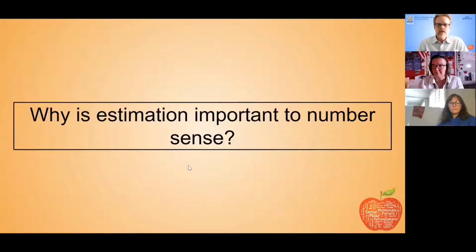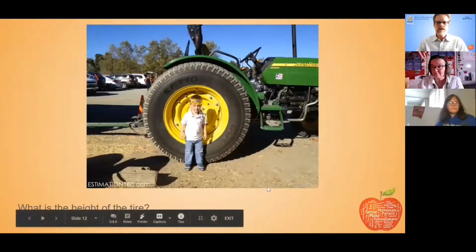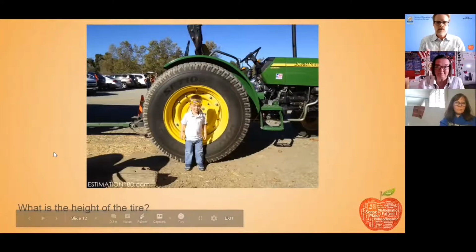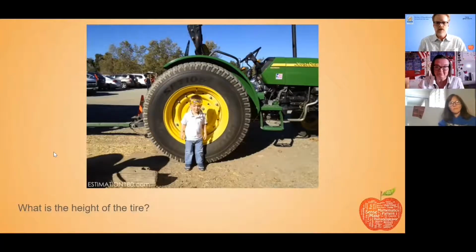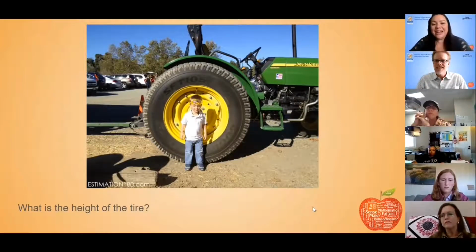And we wanted to take a moment and look at an estimation activity that I pulled off of a website you may be familiar with, Estimation 180. The idea here is, in the chat, take a look at this picture, and give an estimate of what you think the height of the tire might be.